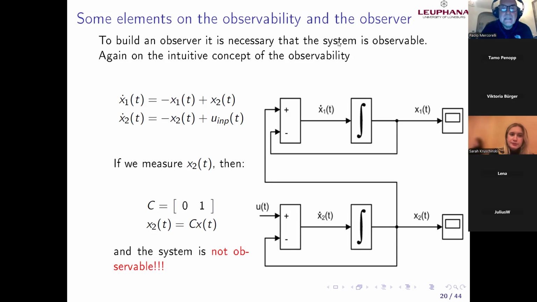Excuse me, I see a message in chat. Okay.